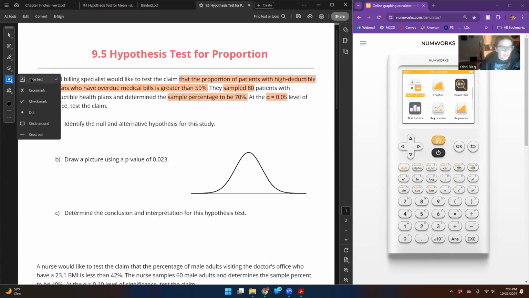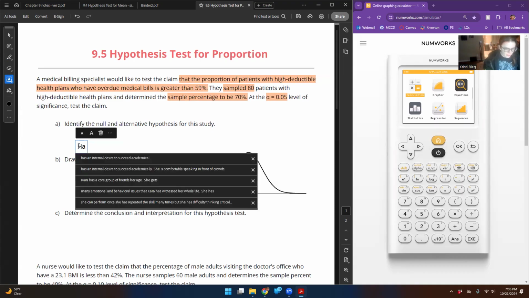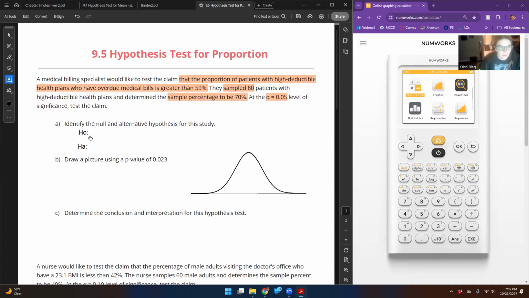Okay, so we have our null and alternative hypothesis here, and this time it's p, because you heard me complaining in all the last videos. I like this one better. So they're both p, and for the claim, we have that it's greater than 59%, so greater than 0.59. Don't forget that for all of these with proportion.